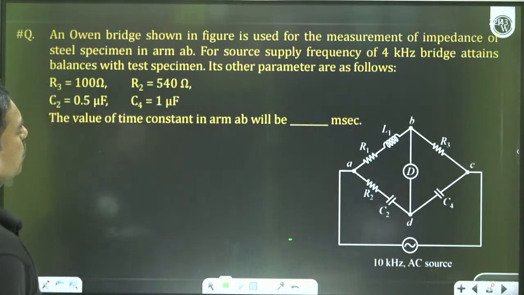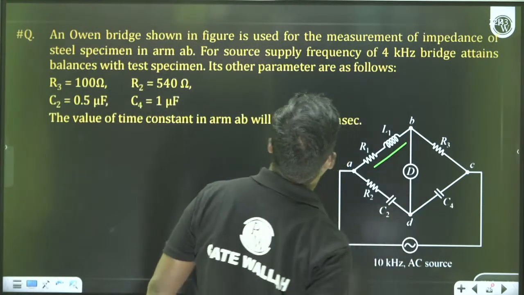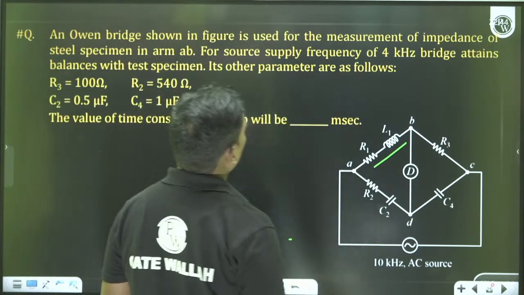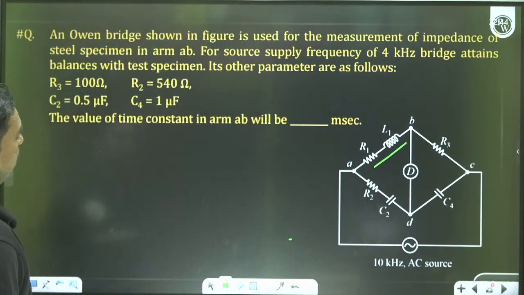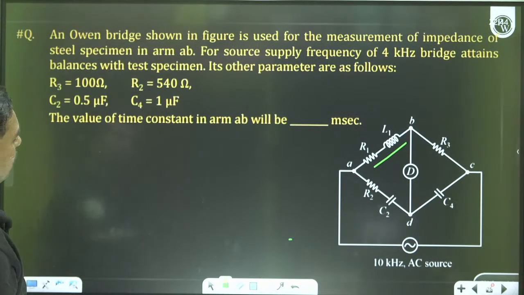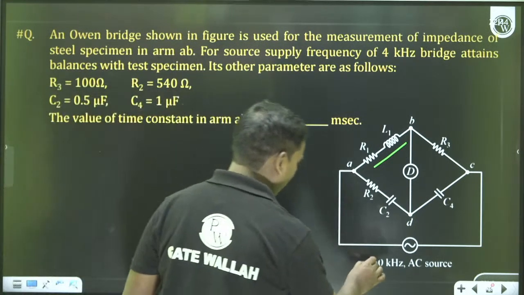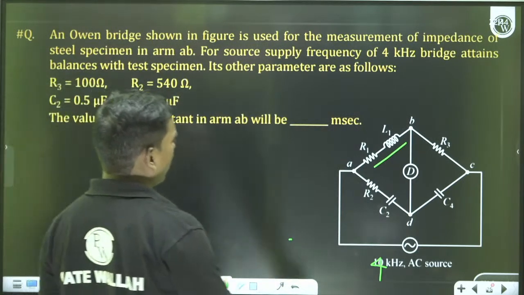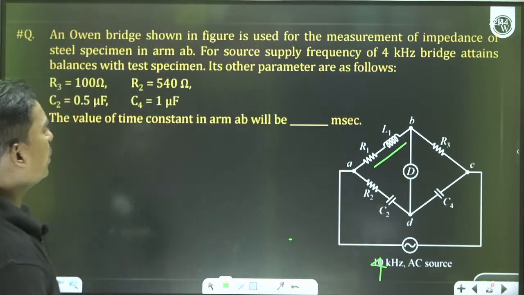The bridge shown in the figure is used for the measurement of impedance of a steel specimen in arm AB. This is arm AB. For supply frequency of 4 kHz, it attains balance with the test specimen. Its other parameters are as follows: R3 is equal to 100 ohms, C2 is equal to 0.5. The question asked is the value of time constant of arm AB, L by R. So we need to find L1 and R1.